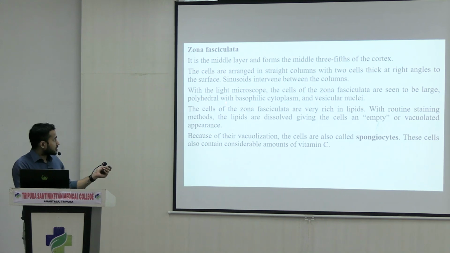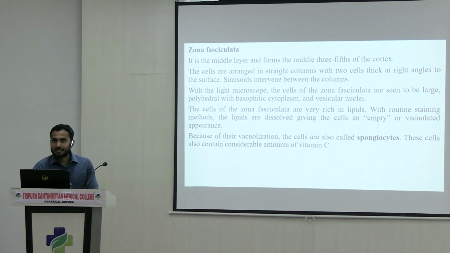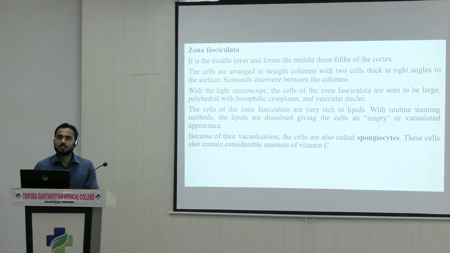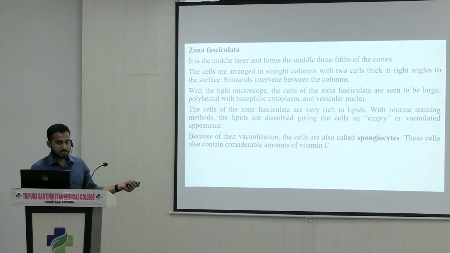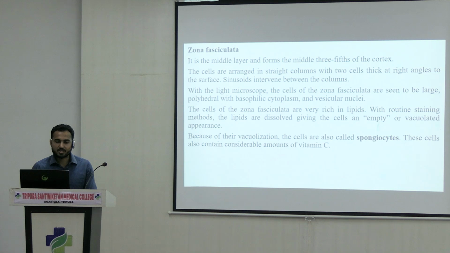Now under the light microscope, the cells of the zona fasciculata are seen to be large polyhedral with basophilic cytoplasm and vesicular nuclei. These cells are rich in lipid, and during processing, these lipid droplets are washed away and they appear empty or vacuolated. That's why they are also called spongiocytes. And these cells contain a considerable amount of vitamin C.